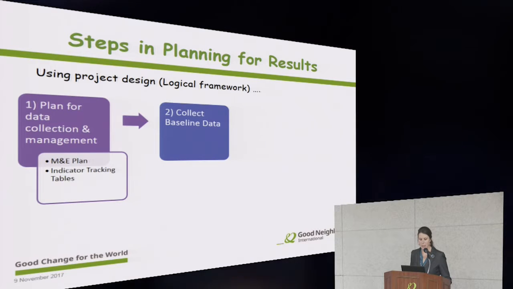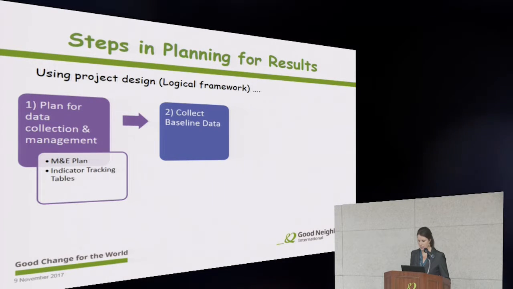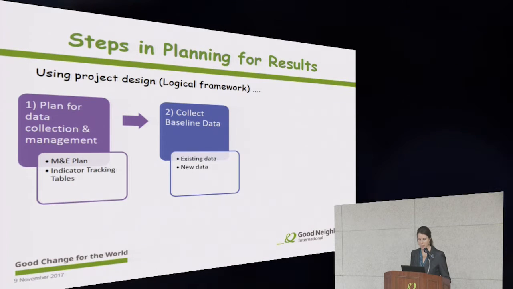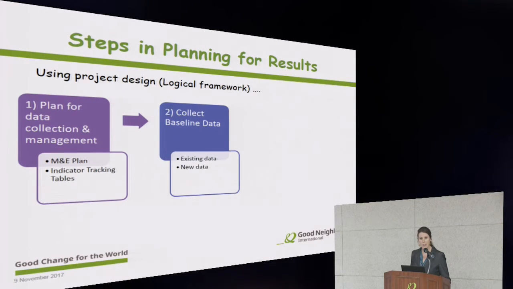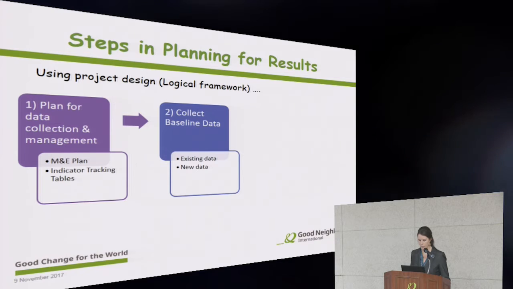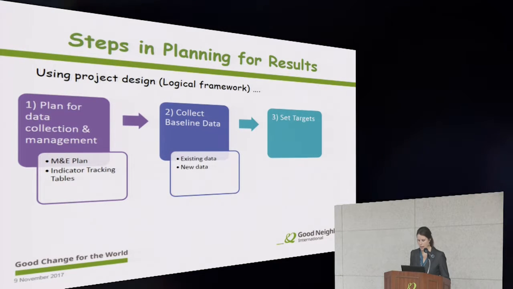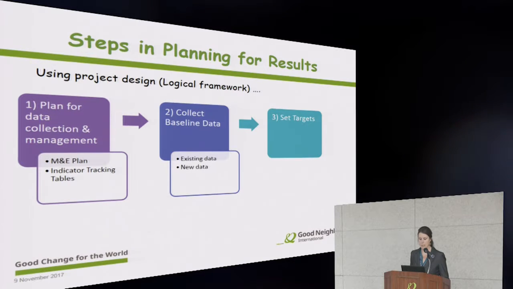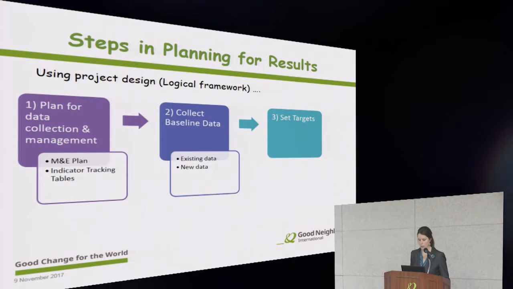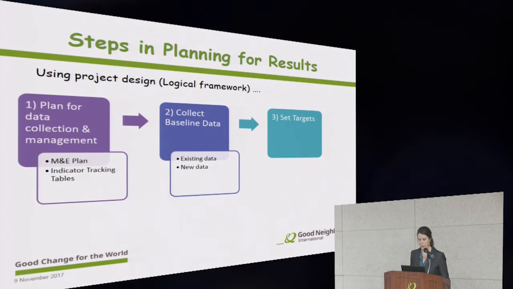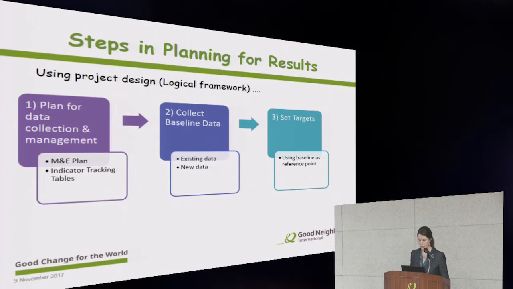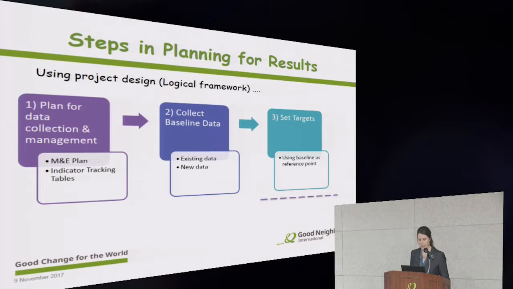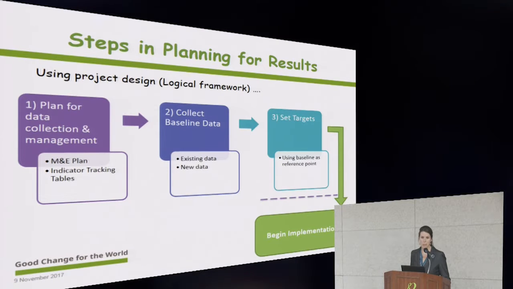The next step will be to actually collect baseline data on the indicators that we identified in our log frame. And we'll be reviewing existing data and collecting new data for this. Then, after we have our baseline data on our indicators, we can set targets that we hope to achieve for those indicators using our baseline data as a reference point. Once all 3 of these steps are completed, then we can begin our project implementation.